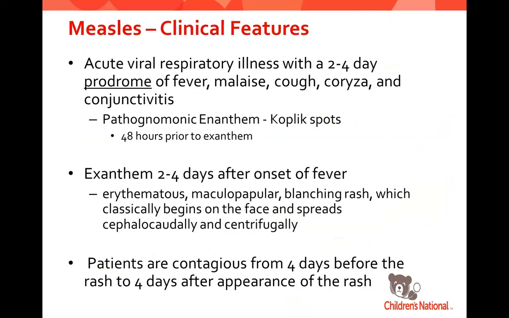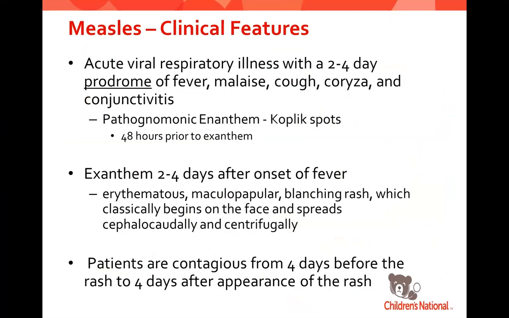Now, in this prodrome period, that is when, if we find it, we're also going to see the pathognomonic enanthem of measles, which is Koplik spots. The Koplik spots typically begin 48 hours prior to the exanthem, or typical measles rash that we see.